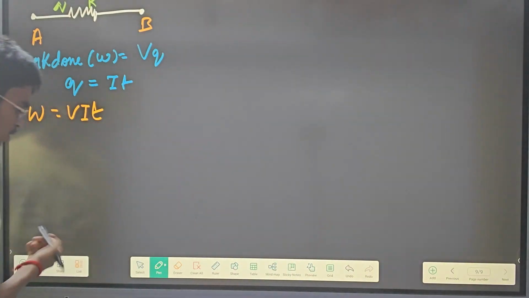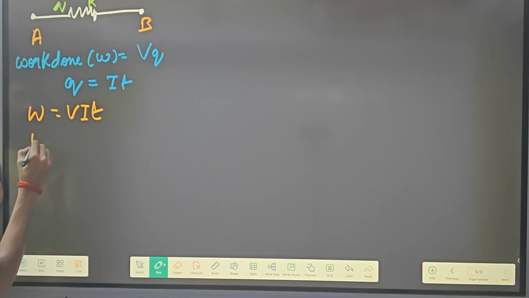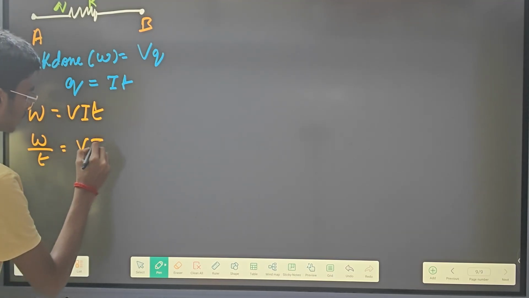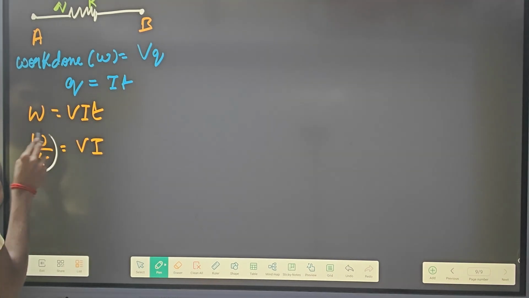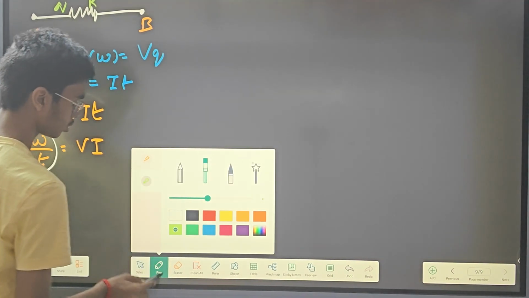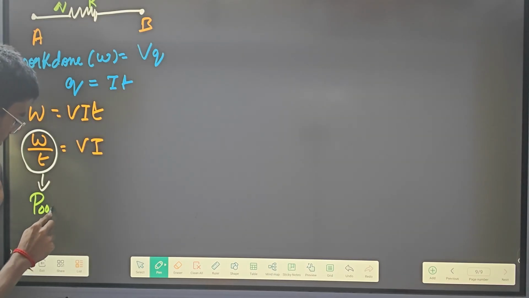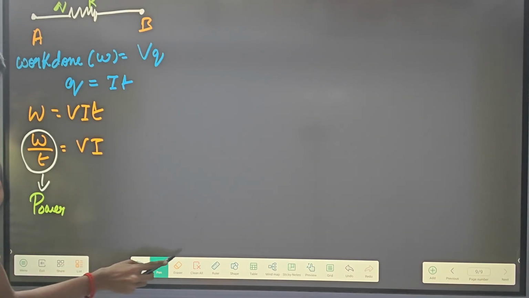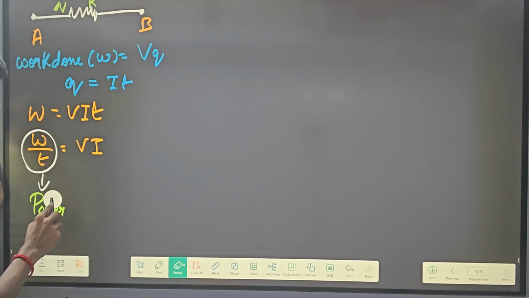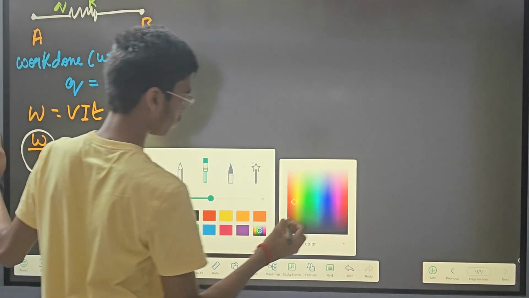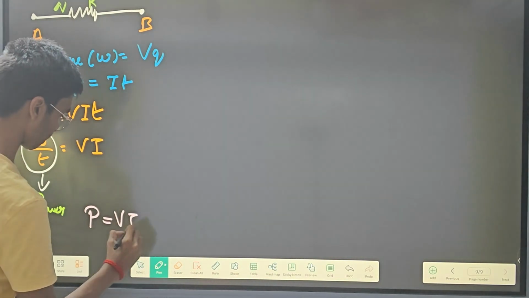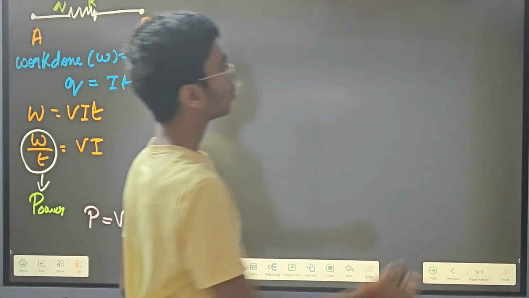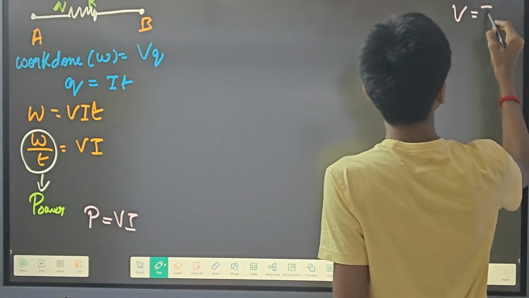Then after this, we can also say that work done per time is equal to VI. So work done per time is here, right? So this is what is known as power. So from this we can say that power is equal to VI. Okay, so V is equal to IR, right?